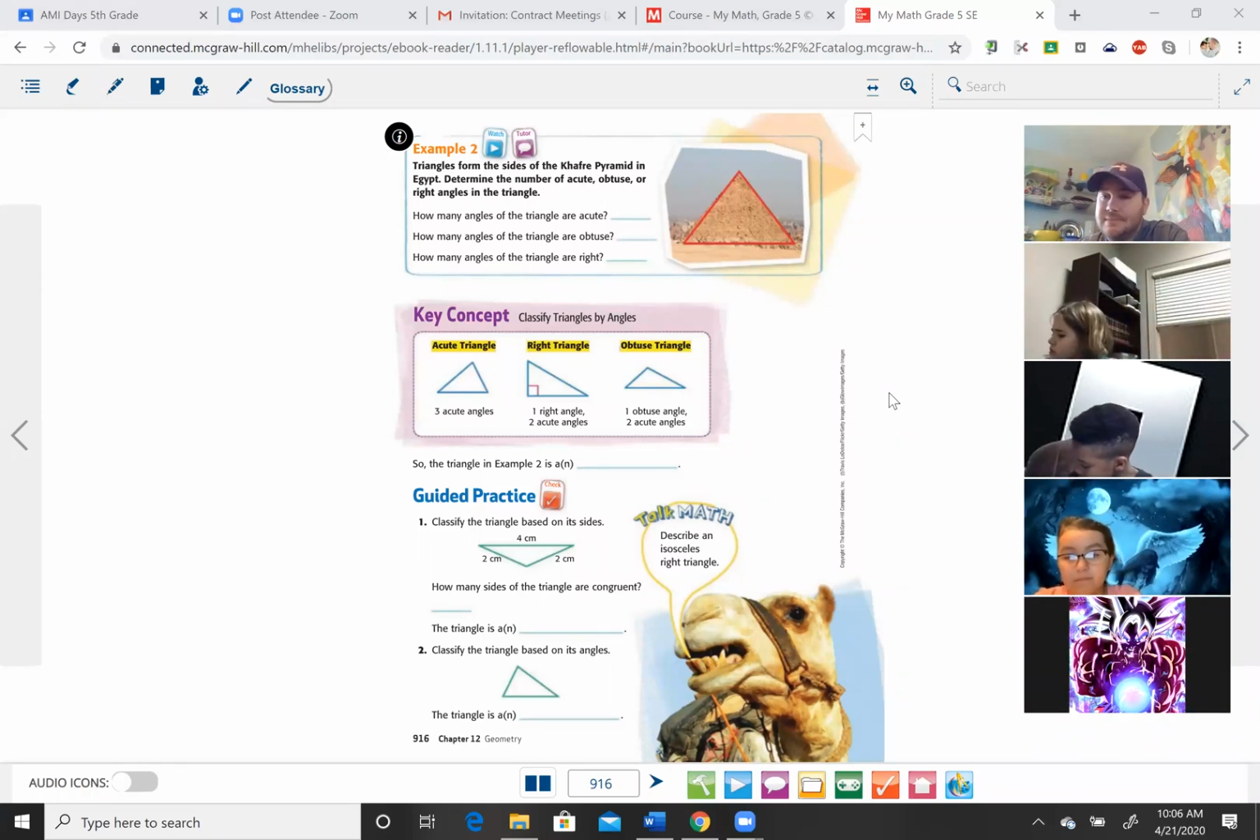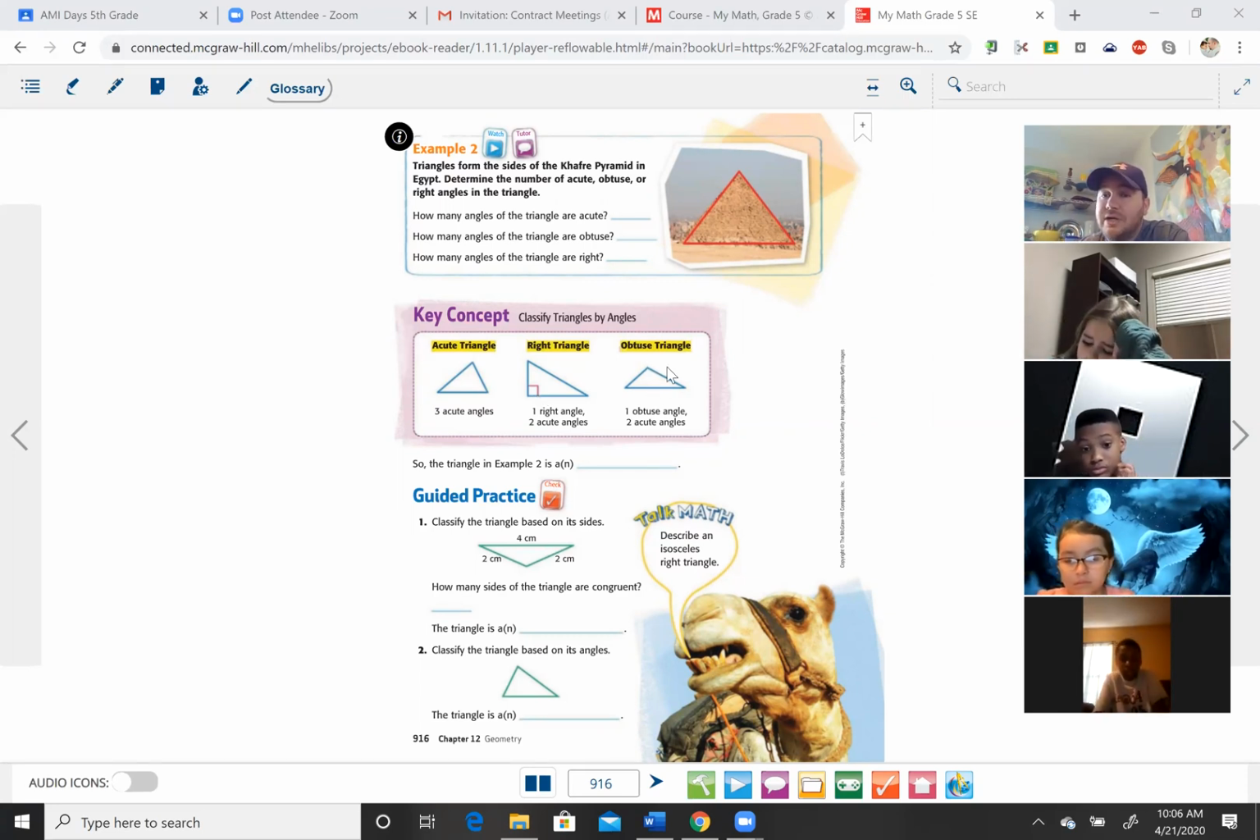Not okay. So, you have to know 6 attributes of a triangle. 6. That's it. So, acute means tiny angles, because they're so small, they're acute. Right means it has a right angle. Obtuse means it has one angle that's bigger than 90 degrees.